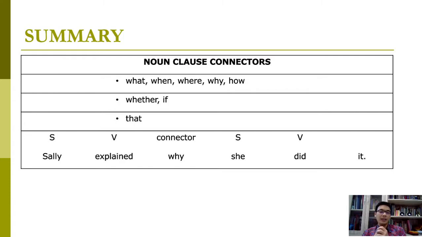So in the example, Sally explained why she did it. The subject is Sally and she. The verb is explained and also did. The connector is why. Two subjects, two verbs, one connector.